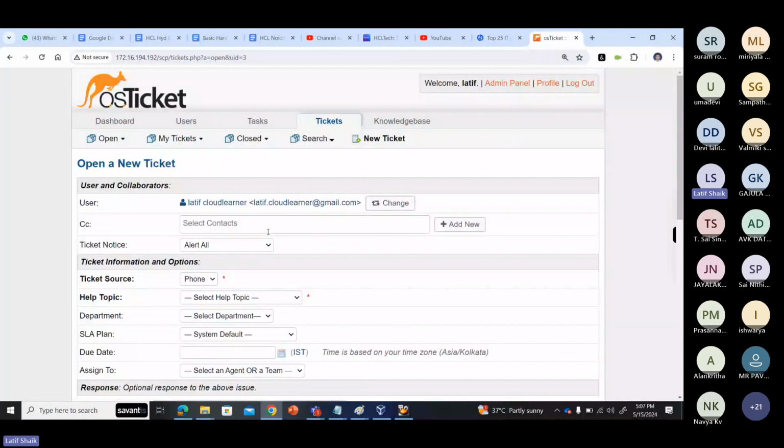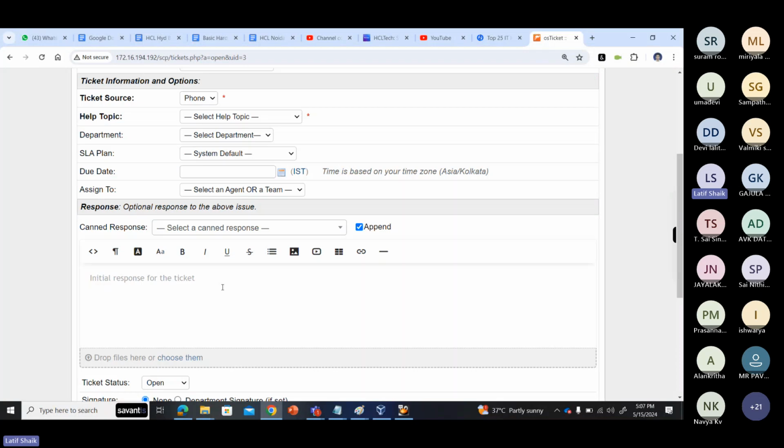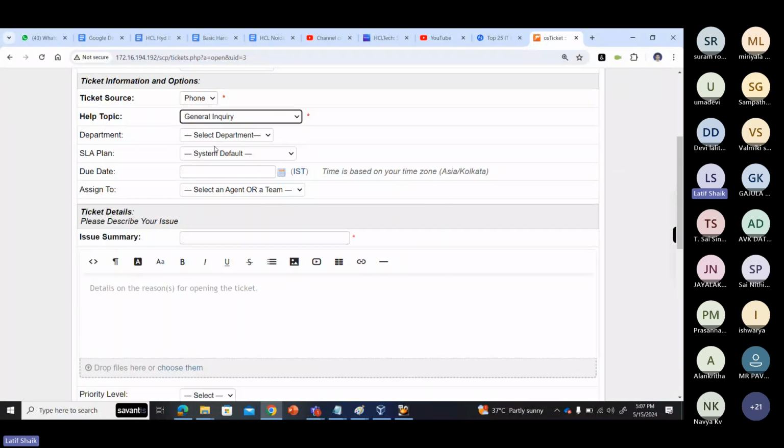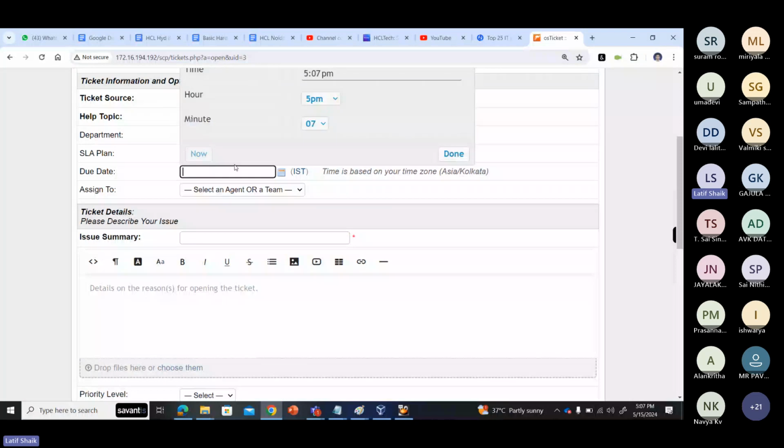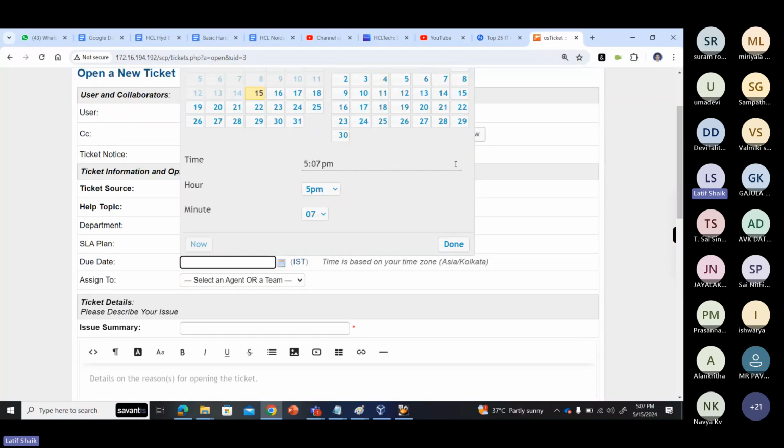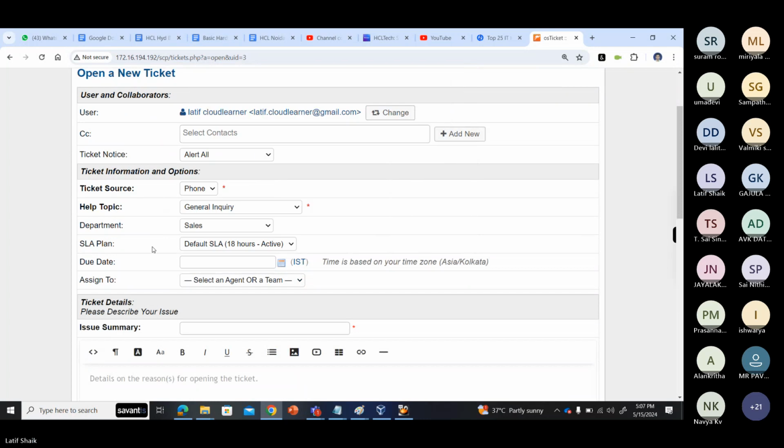If I click on continue, you see this user information came, and the technical source is phone, and the help desk is maybe a general inquiry, sales department, or maybe something else. The SLA time is automatically mentioned. It is 18 hours for the general inquiry.